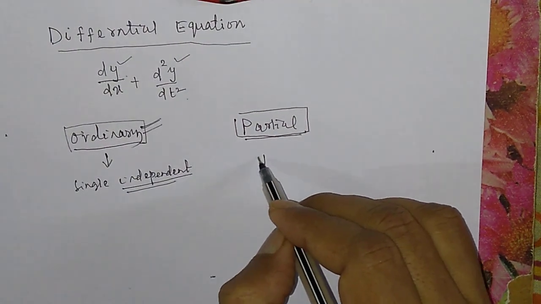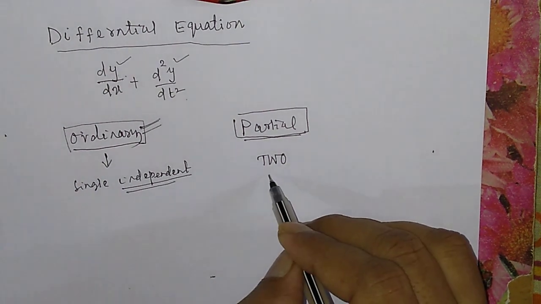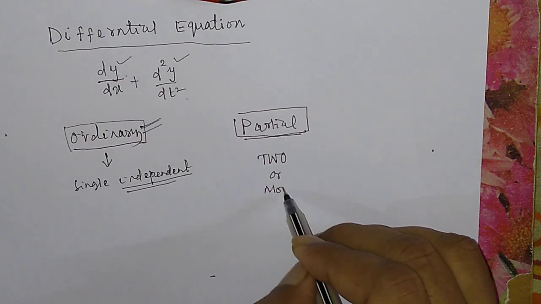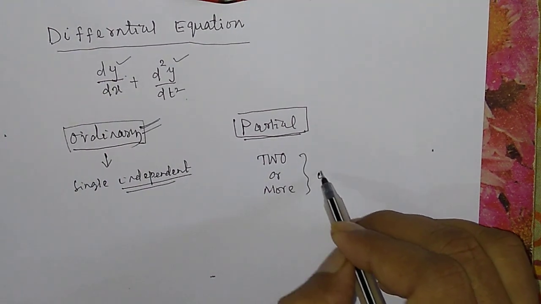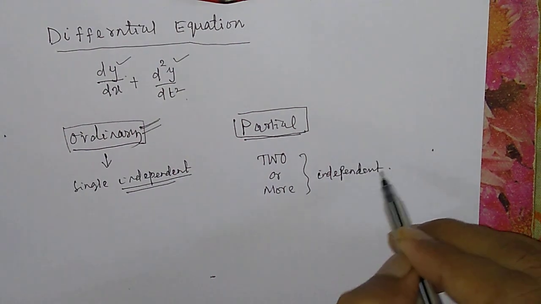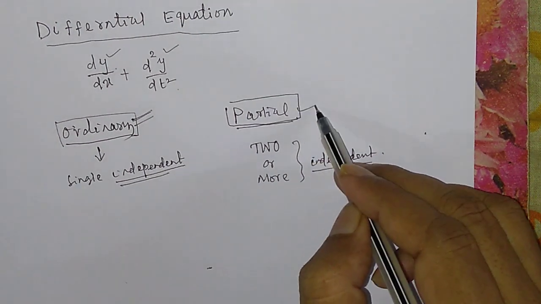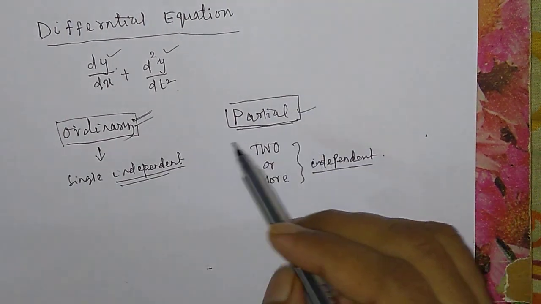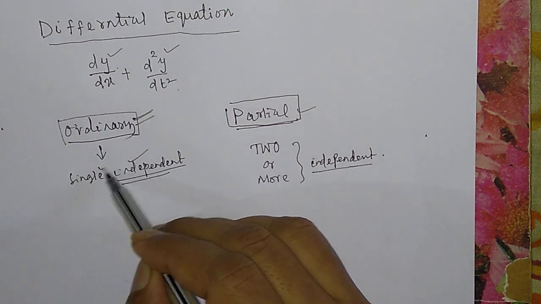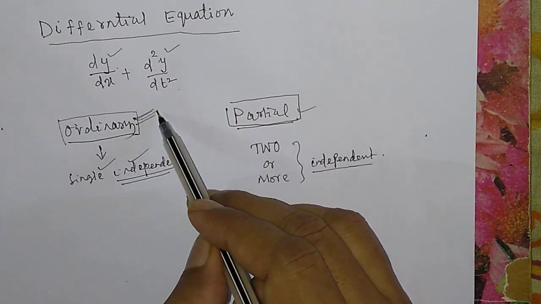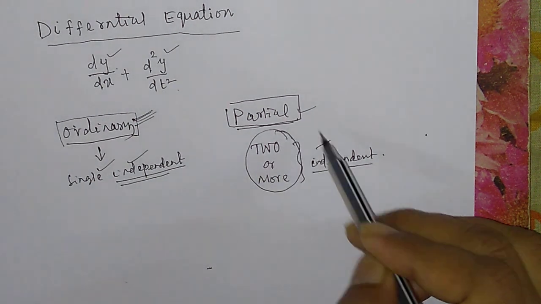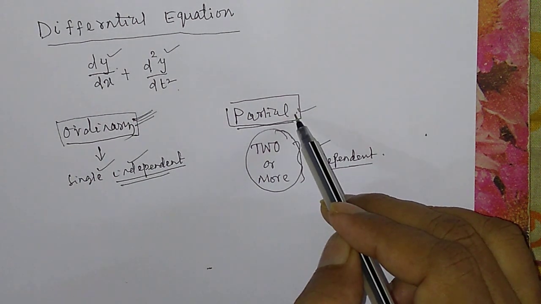If you have two independent variables or more than two independent variables, then it is called a partial differential equation. Okay, if you have one or a single independent variable, it is called an ordinary differential equation. If you have two or more independent variables, then it is called a partial differential equation.